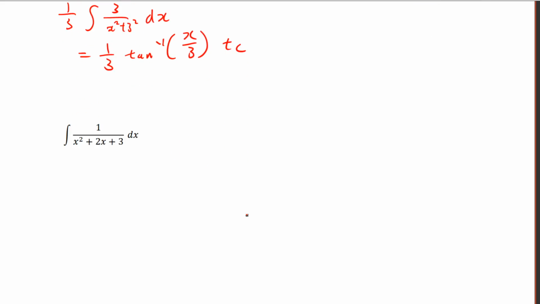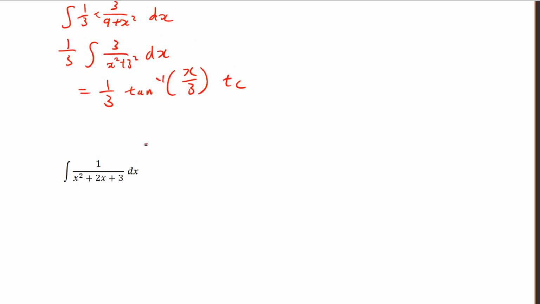Okay, so that was an easier example for tan. Occasionally you can get something that looks like this. Now, this doesn't immediately scream, oh, it's going to be inverse tan, but when I see this, you can solve these using completing the square.